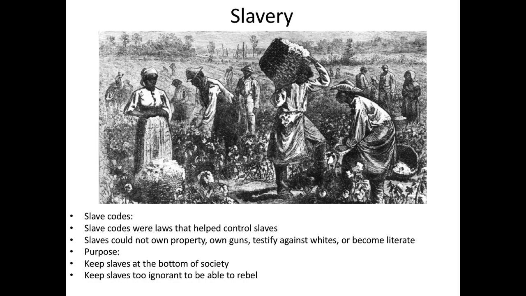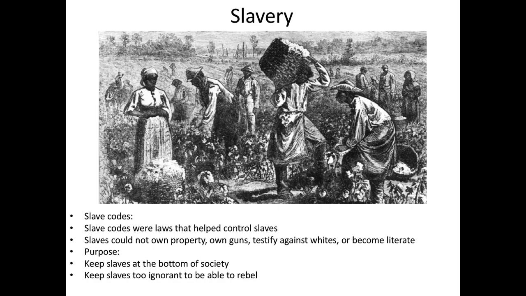Now remember that ignorant does not mean stupid. Ignorant means that you just don't know things. So they were deliberately denied an education, even though they were capable of being educated. And there were a few that secretly became educated, like Frederick Douglass, who I'll talk about later on. But they were deliberately kept from education because the more educated they got, the more likely they were to see the badness of their conditions, the more likely they were to want to rebel, the more likely they would be able to try to rebel. So they were deliberately kept ignorant to keep them from being able to rebel.